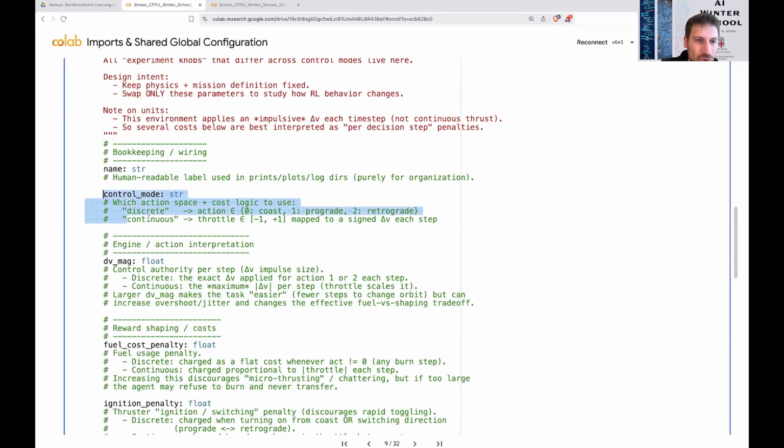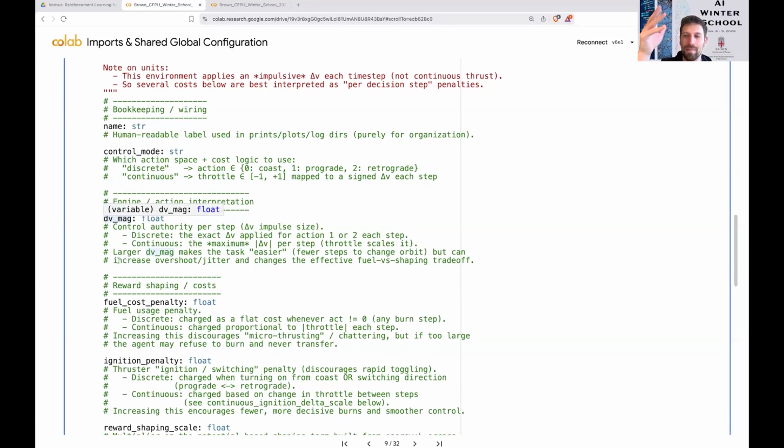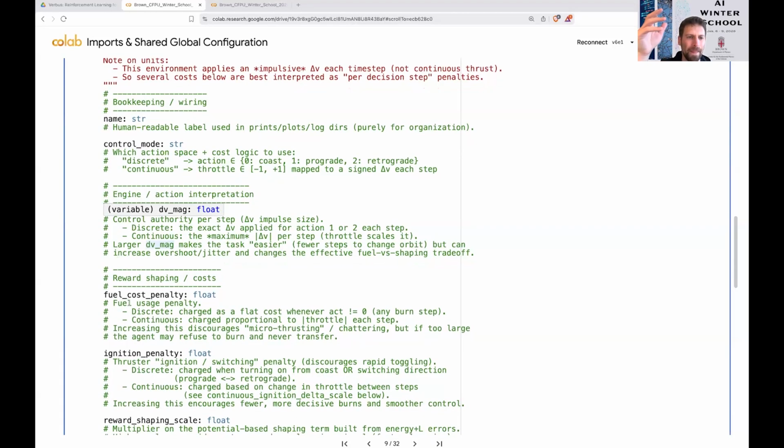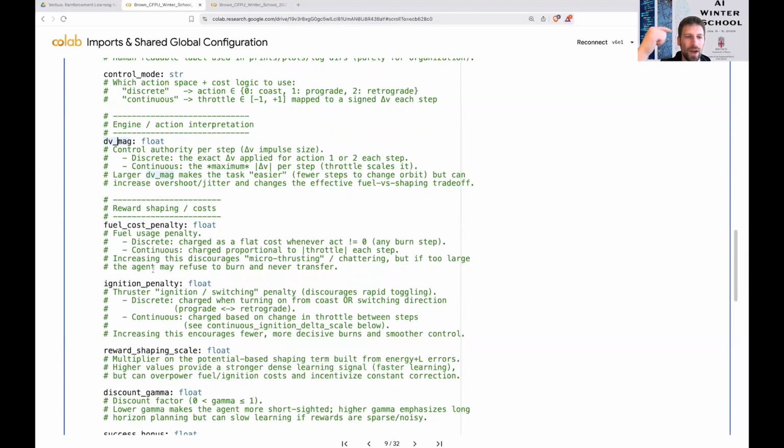One is which control mode, as we mentioned, it's either discrete or continuous. We want to be able to have a config to switch between the two. The magnitude, we mentioned that earlier. This is just the maximum burn the agent can do at any time step. We talked about having a fuel cost penalty. This is obviously important because we want to minimize fuel. This is just a float that sets how big of a penalty we get in our reward for using fuel.